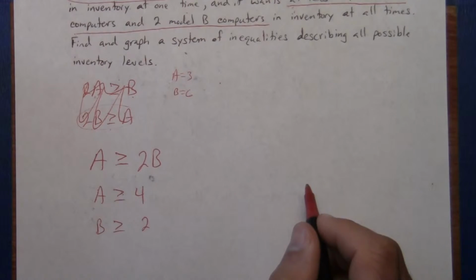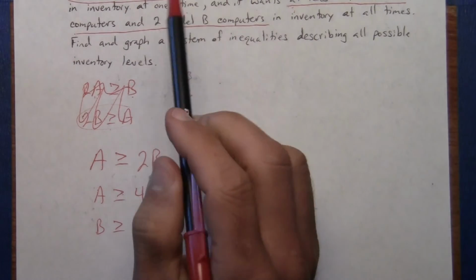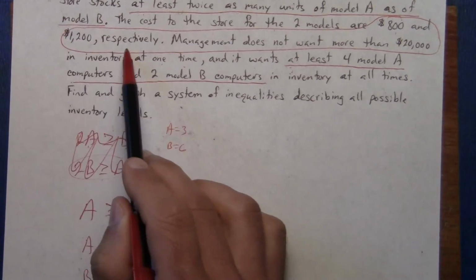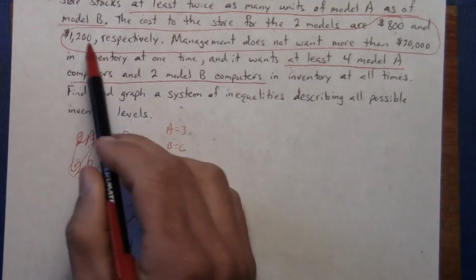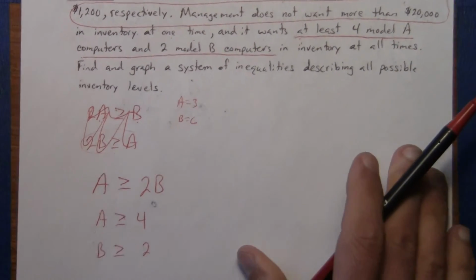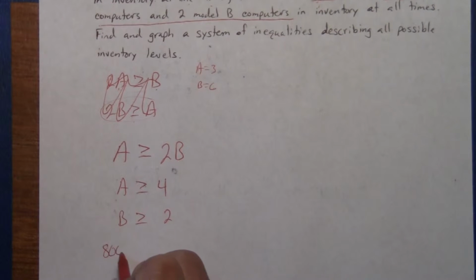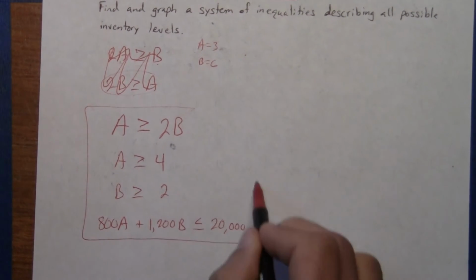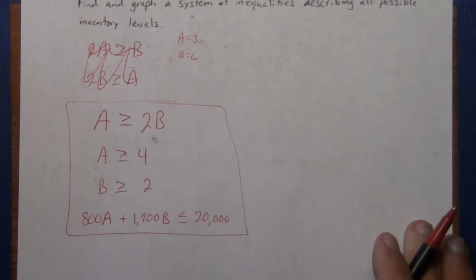And now the only thing I haven't accounted for is what I have circled up here. It says that I have $800 and $1,200 respectively. So $800 is referring to A, $1,200 referring to B, and I do not want more than $20,000. So if I have $800 tied up in A, $1,200 tied up in B, I want less than or equal to $20,000. And these would be the 4 inequalities that you are looking for.